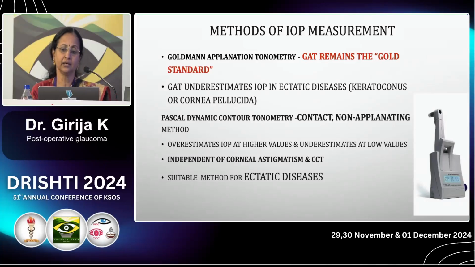GAT still remains the gold standard here. It underestimates the IOP in ectatic diseases, but no substitute has been found. The Pascal DCT is independent of corneal astigmatism and CCT, and it can be used if available, but again it overestimates IOP at higher values and underestimates at low values.